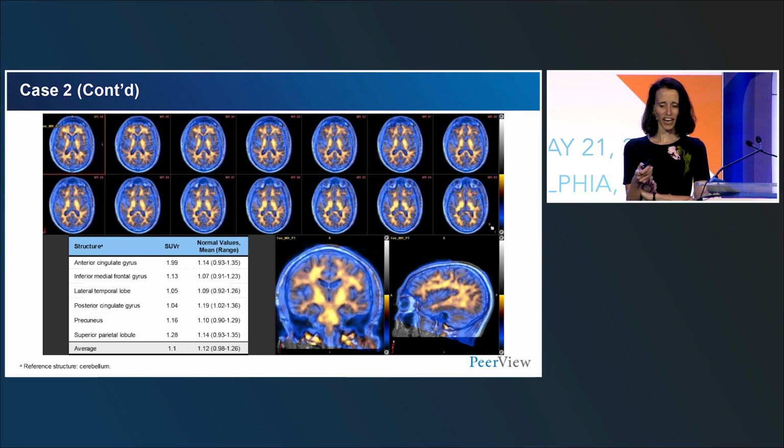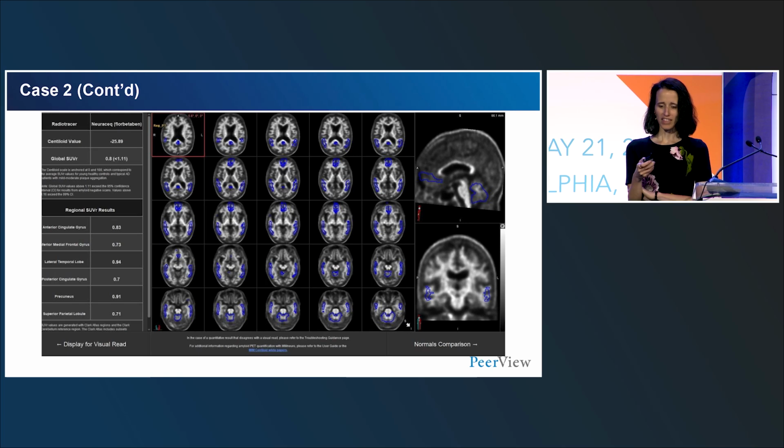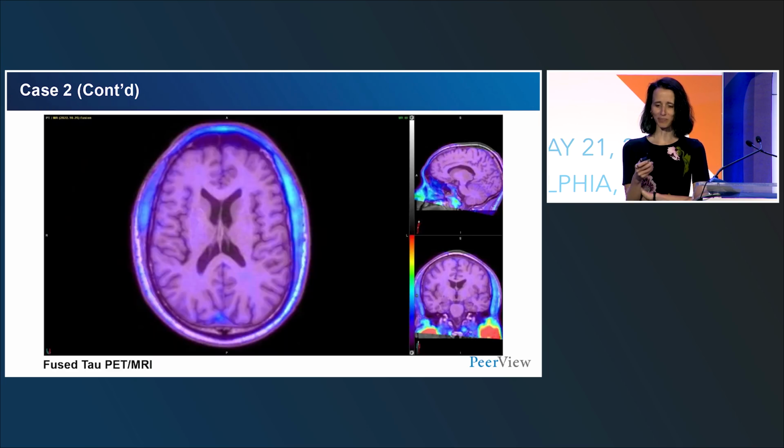This patient also had quant as part of his amyloid PET with a normal SUVR of 1.1 and some Z-scores available as well. They also had a Centiloid score of -25. And if you recall our cutoffs, a Centiloid less than 10 essentially excludes significant cortical amyloid plaque burden.